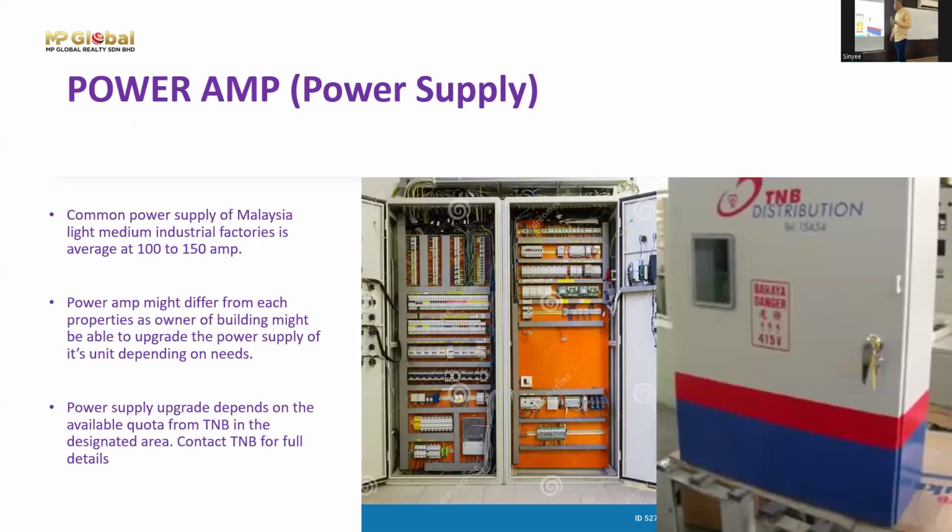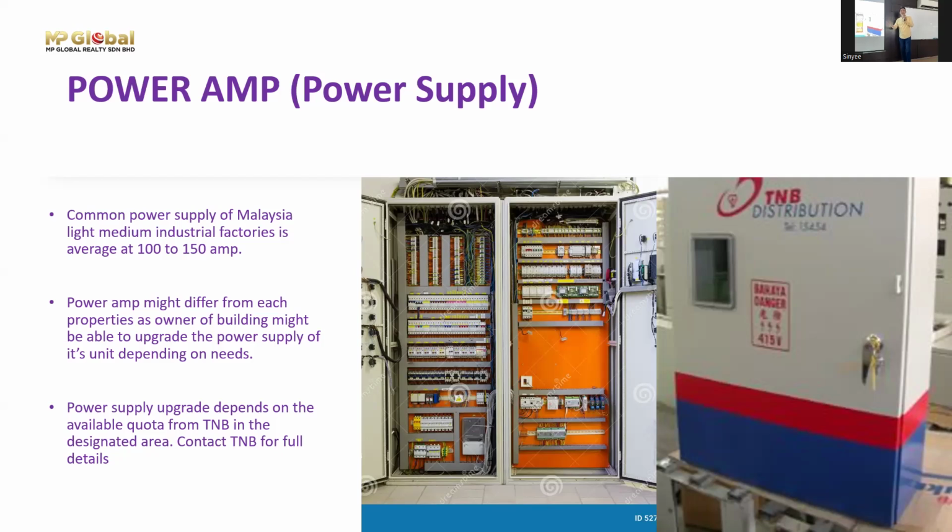Okay, next one. Power amp supply. So the common power amp supply for most medium industrial factories averages 100 to 150 amp in the market. But of course, sometimes we have clients, maybe for certain production or especially cold storage, who might require higher power amp. All right. There are also some properties that might have higher. Owners can actually apply to increase the power amp, but it depends on the area quota by TNB. So you need to check with TNB as well if you want to increase.